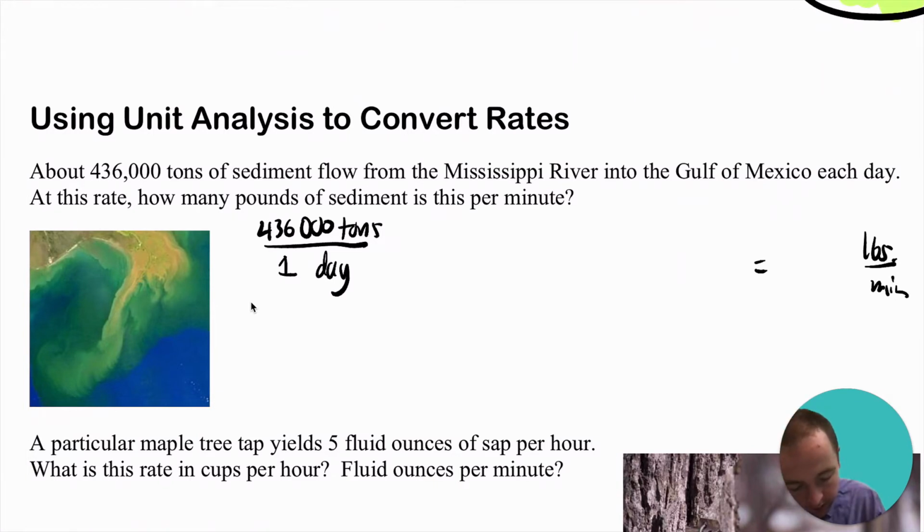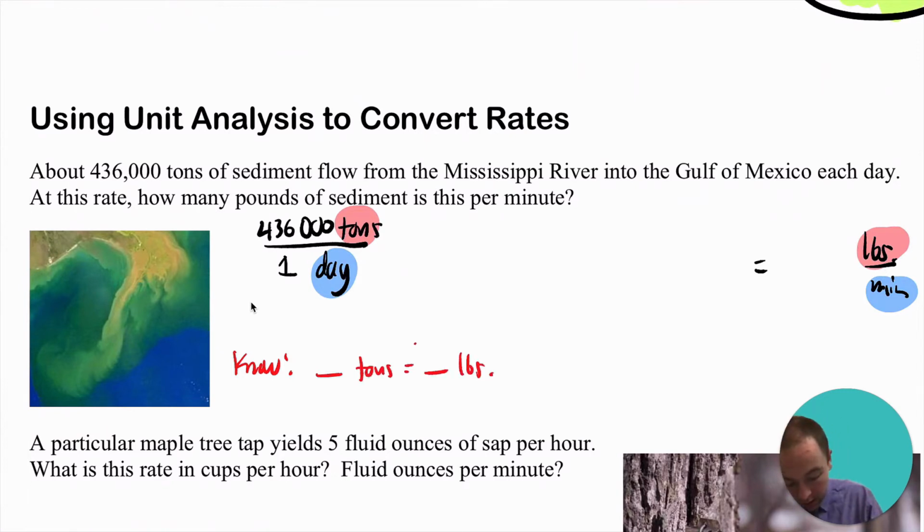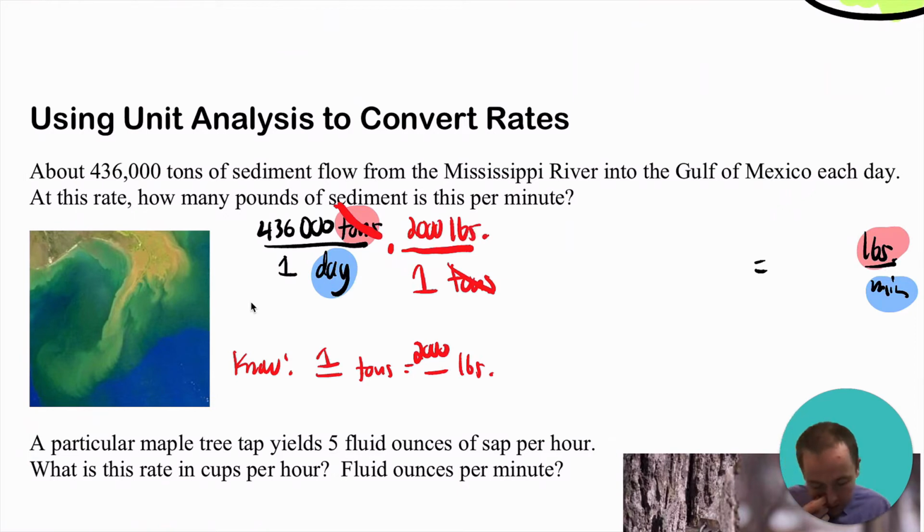So I want to be able to get to pounds per 1 minute of time. So similar to what we had before, we'll want to convert tons to pounds somehow, and then also convert days into minutes. So you'll want to know what the conversions are to get you from tons into pounds. Look it up if you don't know. There's 2,000 pounds in 1 ton. So we're going to multiply by the fraction to cancel out tons. We'll have to put tons on bottom, and it's 1 ton is 2,000 pounds. Excellent. And then we're now in pounds.